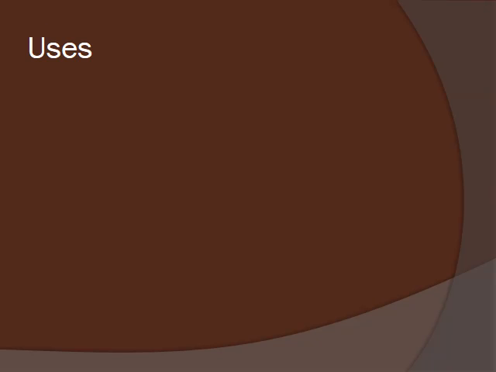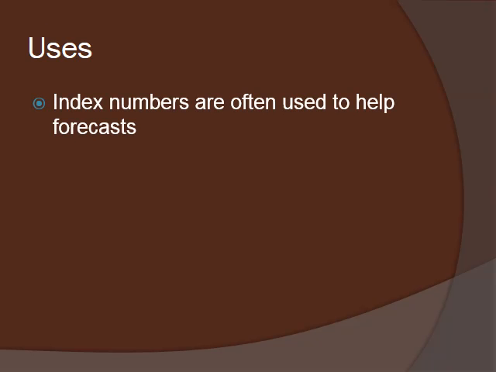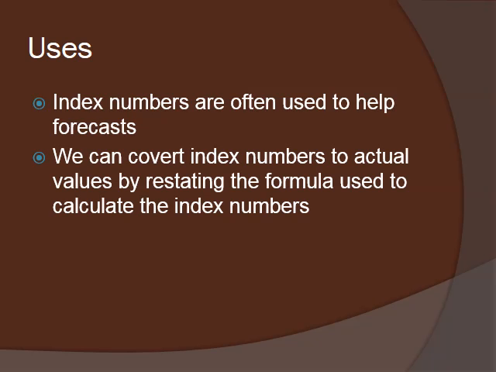Now, what do we use our index numbers for? Well, as we said before, they can help us forecast. We can also convert index numbers to actual values, so we can work backwards, and we can do this by restating that formula we showed earlier on. So we'll show the restated formula. Here our value is going to equal the index number of that value divided by 100 multiplied by the base value.